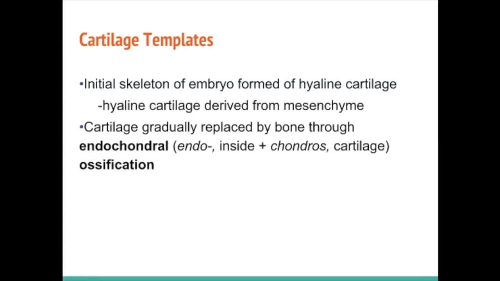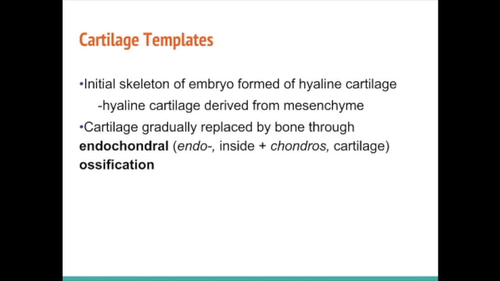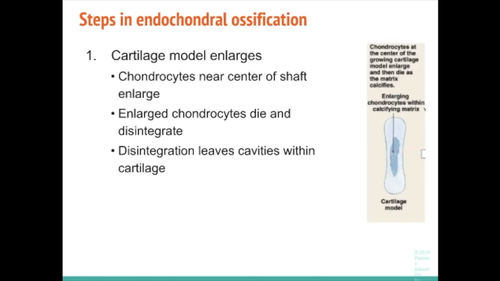Much of the initial framework of the developing embryo is composed of hyaline cartilage, which is derived from mesenchyme. As a reminder, all connective tissues are derived from mesenchymal cells. And so this cartilage is laid down as a sort of template for what will become the mature skeleton of the body. And this happens by a process called endochondral ossification.